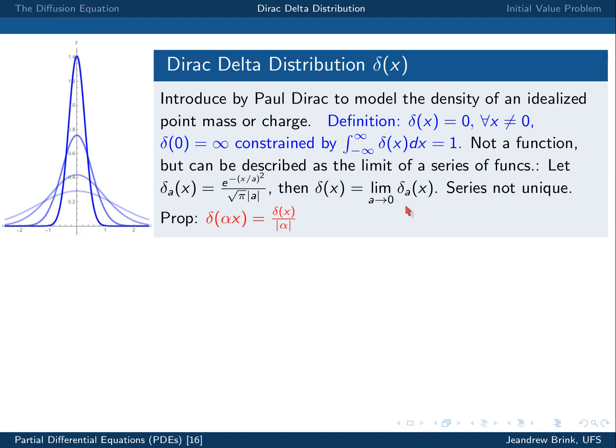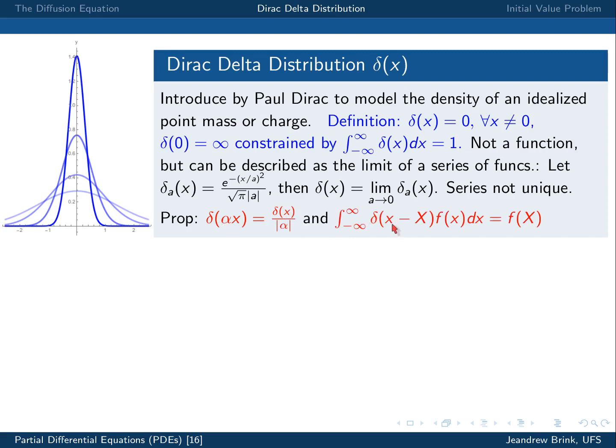And regardless of the series that's used to describe it, for the most part you don't even need a series at all, as long as you always keep the distribution inside an integral sign. But part of the properties of the distribution is firstly a scaling property: delta of alpha x is equal to delta of x over the absolute value of alpha. And the second property that we'll use in the next slide is the convolution property.